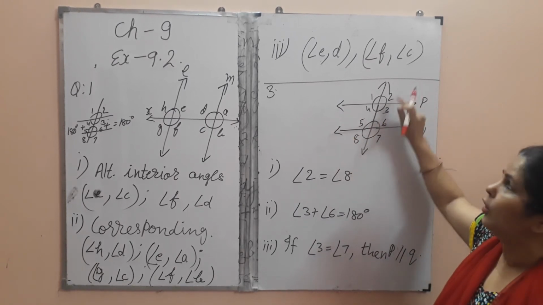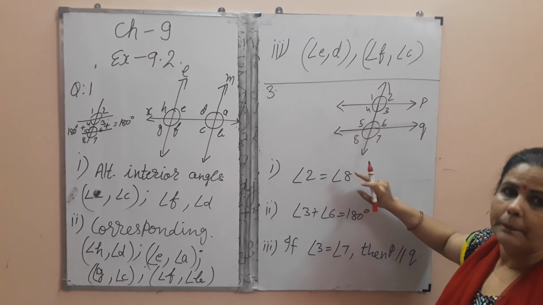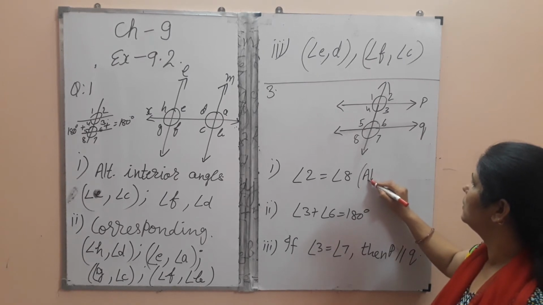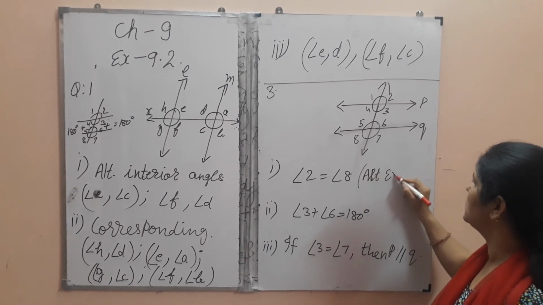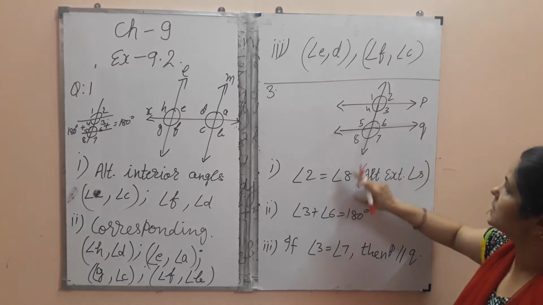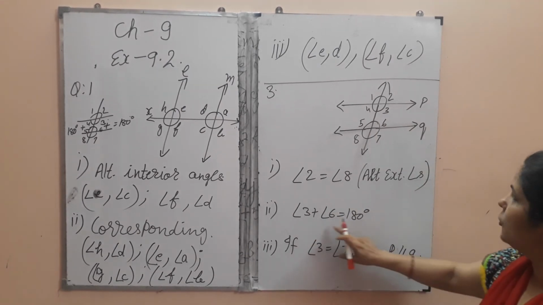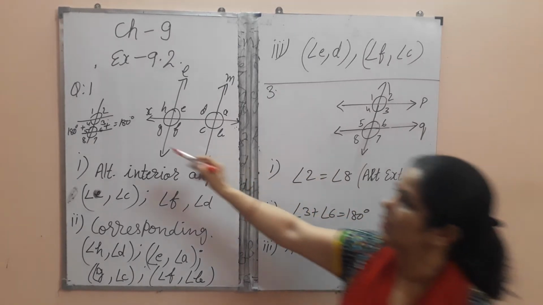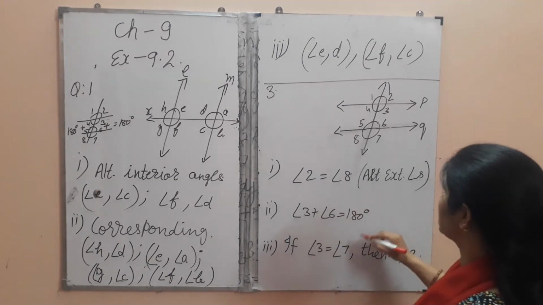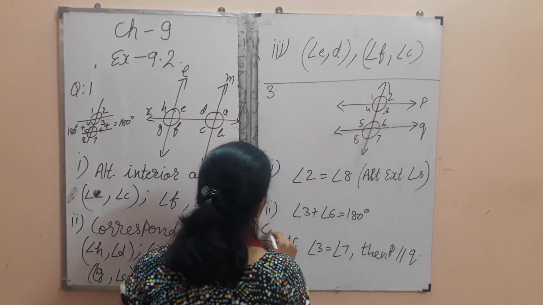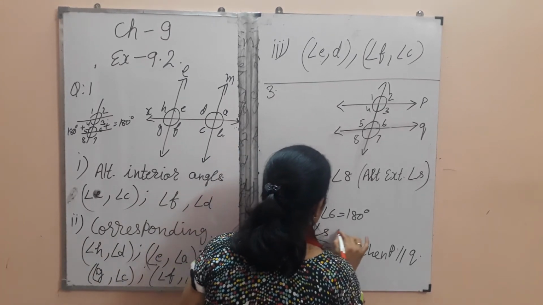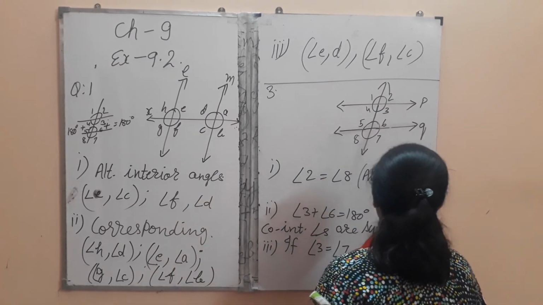Both the angles are exterior and on the alternate side of the transversal. So this pair is alternate exterior angles. Understood? 2 and 8 are alternate exterior angles. Then 3 plus 6, as I told you, they are co-interior angles. We will say co-interior angles are supplementary.